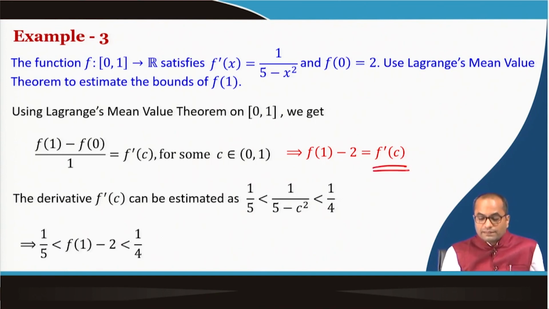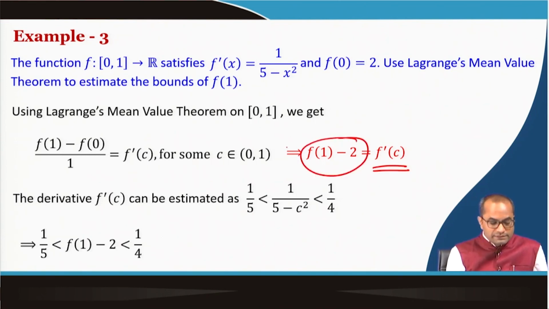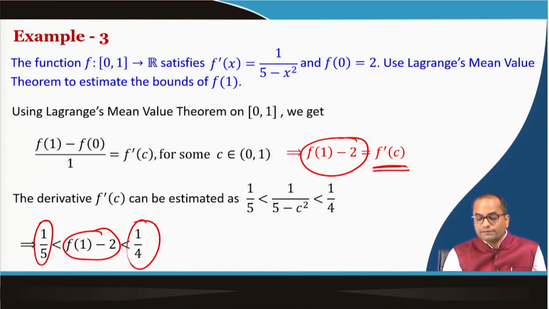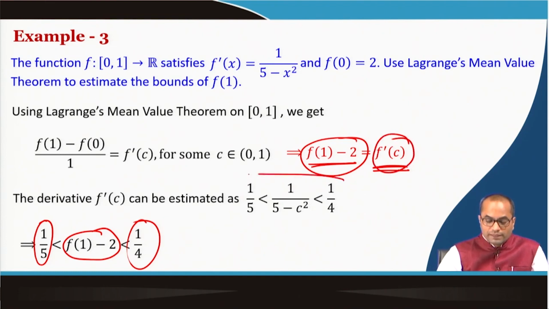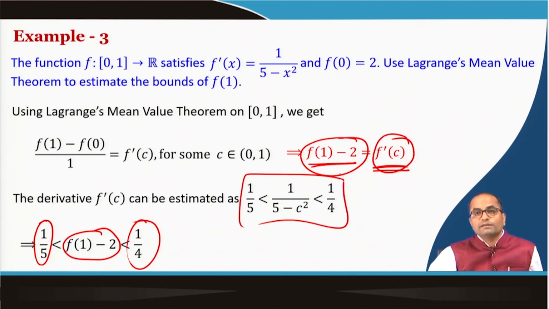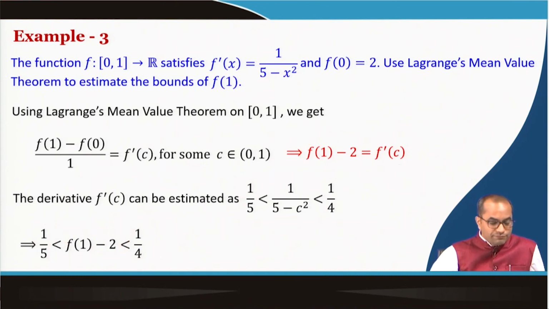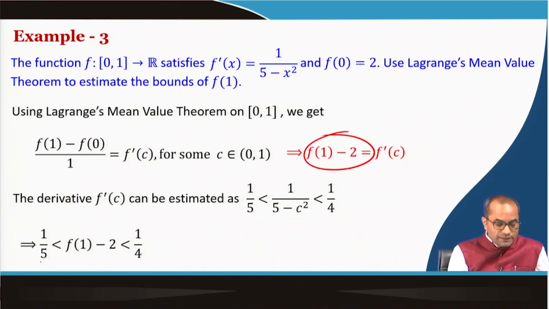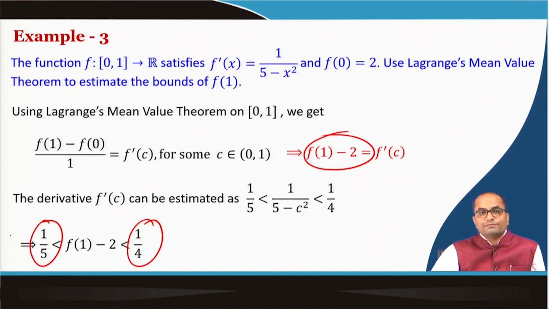And the derivative is here f prime c. So, f1 minus 2 is between 1 by 5 and 1 by 4, because that was the derivative f prime c is equal to f1 minus f0. We have got this from the Lagrange mean value theorem, and the range for this derivative, the lower bound or upper bound, we have obtained here from the given information. So, that means this f1 minus 2 is bounded above by 1 by 4 and below by 1 by 5.